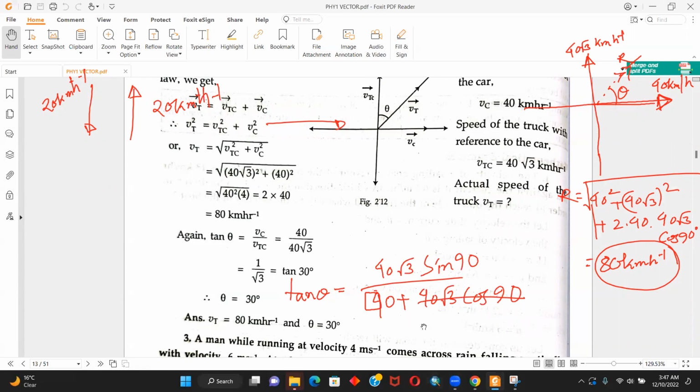Yes. Okay. 60 degrees. Theta will be equal to 60 degrees. Okay, so are you done up until now? Yes. Okay.